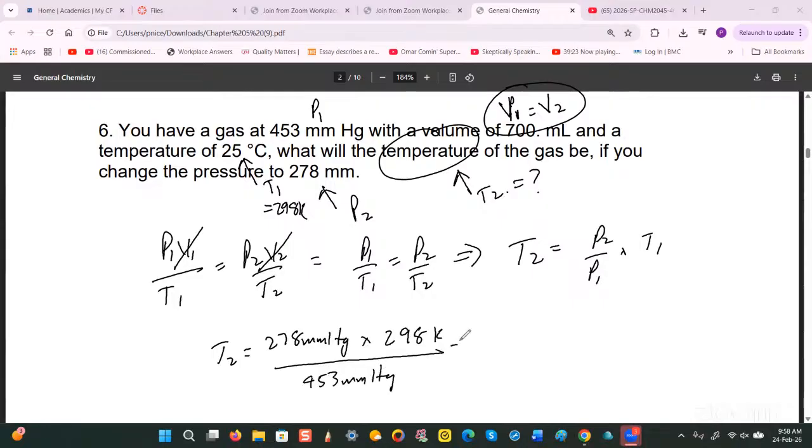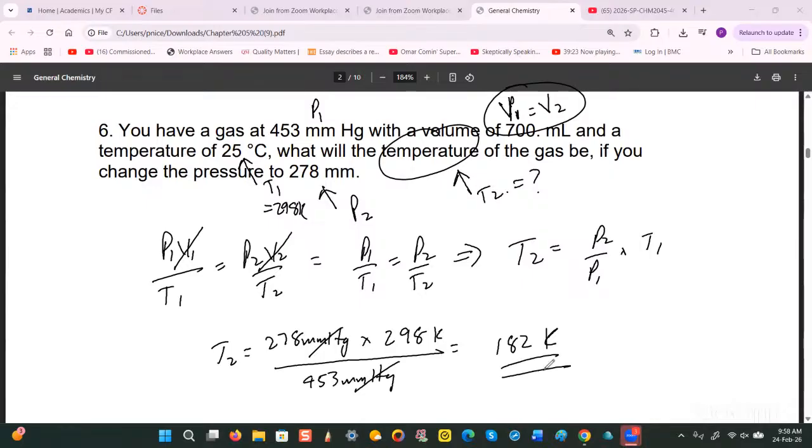And then we do the number crunching. So 278 times 298 divided by 453. And according to my calculations, when rounded off to 3 sig figs, this becomes 182. And the final unit would be Kelvin. 182 Kelvin would be the answer.